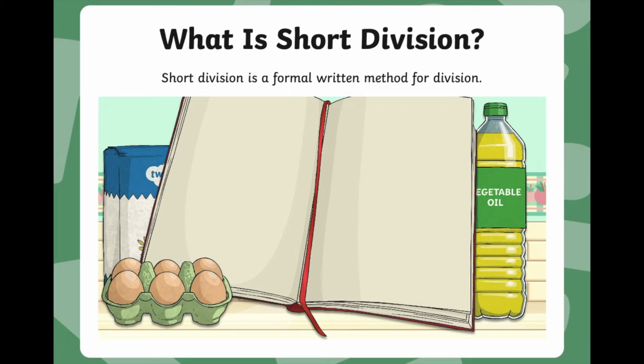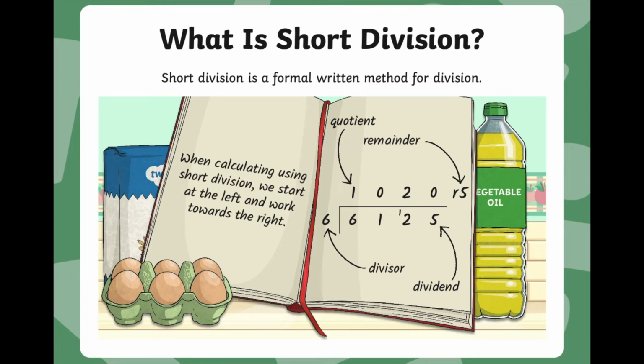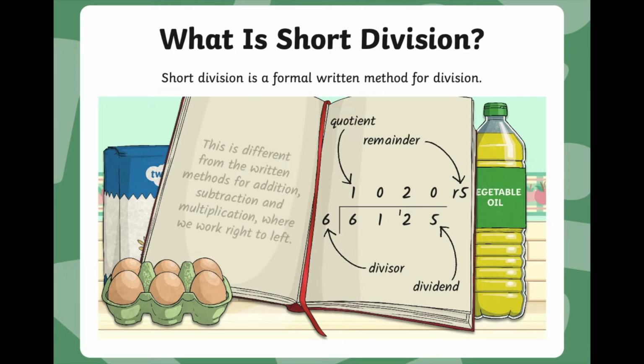What is short division? Short division is a formal written method for division. When calculating using short division, we start at the left and work towards the right. On the diagram, you've got the divisor, which is the number that it is being divided by, the dividend, which is the number that is being divided, the quotient, which is the answer, and the remainder on the right. This is different from the written methods for addition, subtraction, and multiplication, where we work right to left.